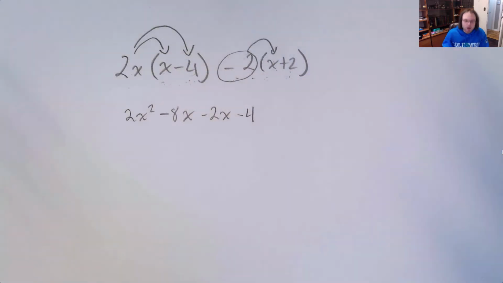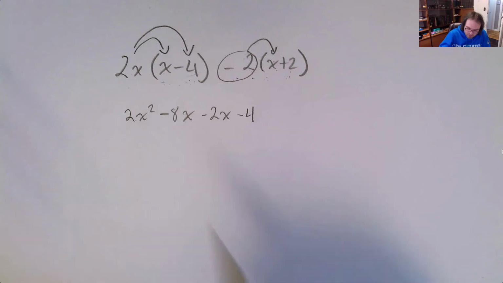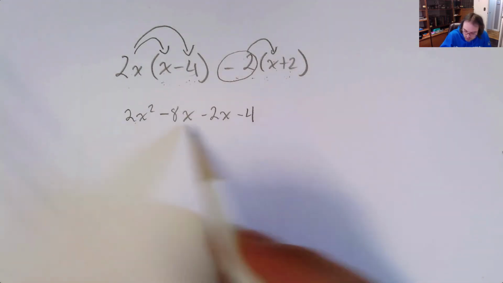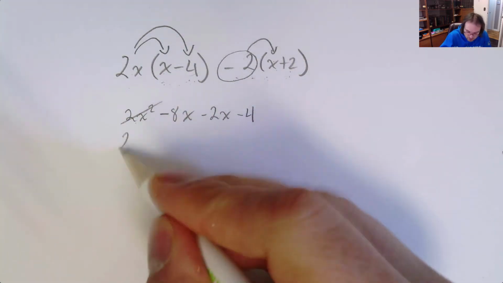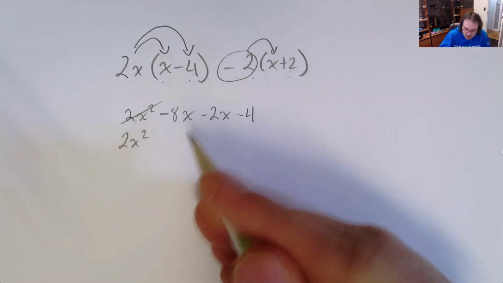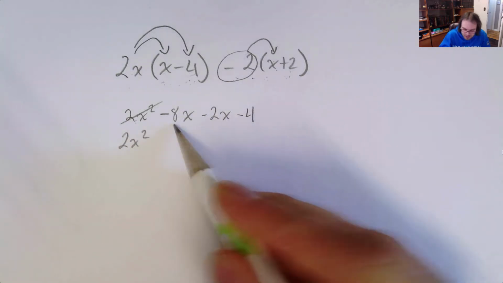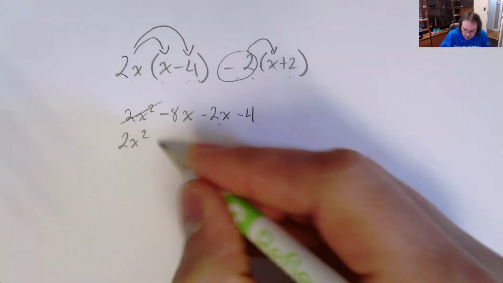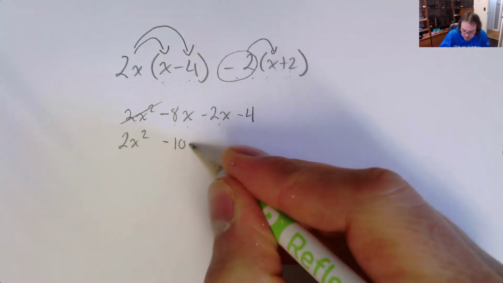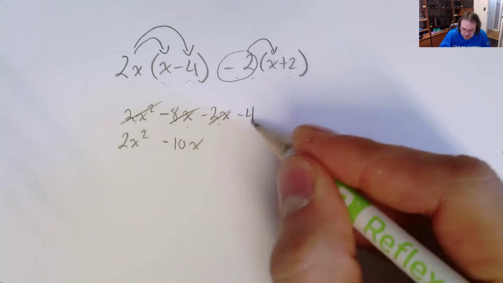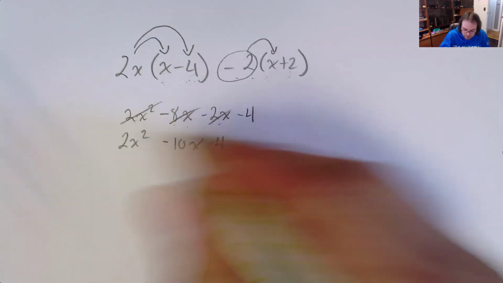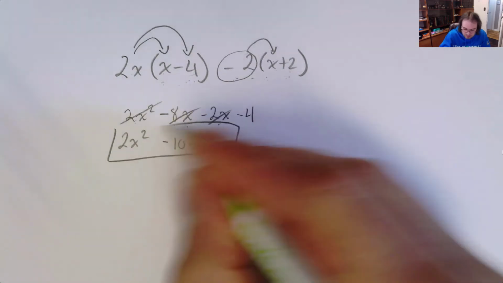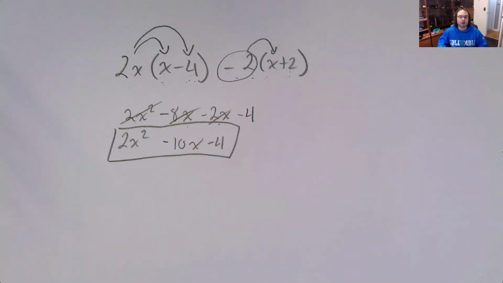So now we're going to combine all of my like terms. So I have 2x squared, and there's no other squares. So that's just 2x squared. I have here negative 8x, and my other x term is negative 2x. So that gives me a total of negative 10x. Then I'm going to have minus 4. So this here is my answer simplified.